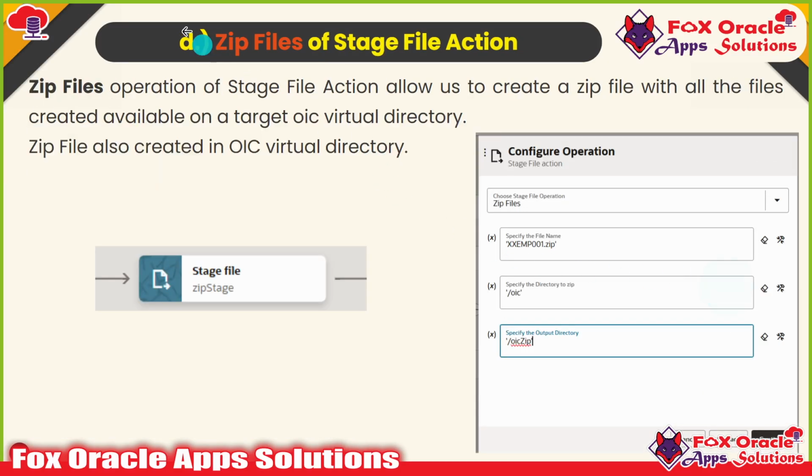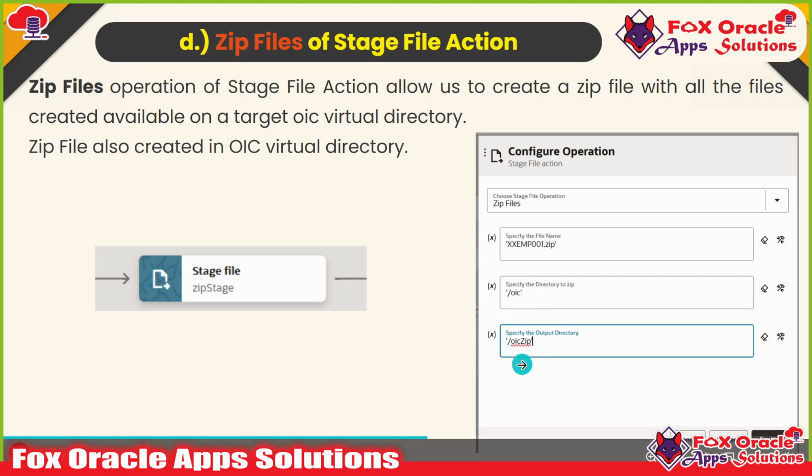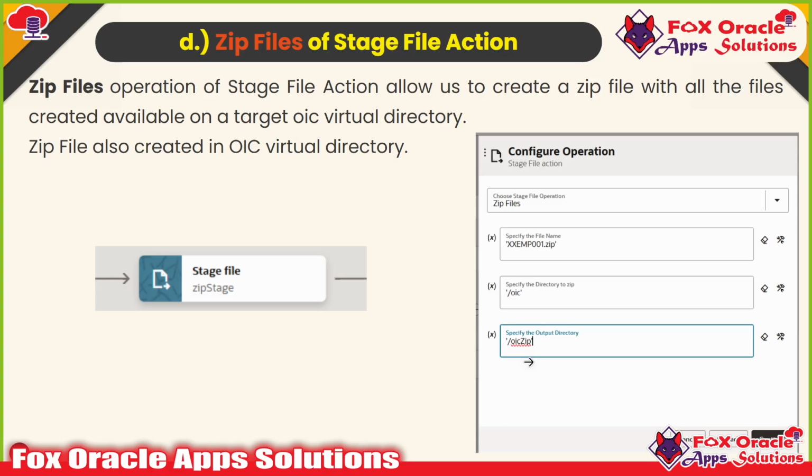Now in the zip file, we are going to provide the same directory. The zip file operation will create a zip file with this name, and whatever number of files are available in this directory, it will merge all of them into the single zip file and place the zip file in this specific virtual directory. I gave a simple name; you can provide any name here, it's not mandatory to have an already existing name. Whatever name you provide, that virtual directory will be created.